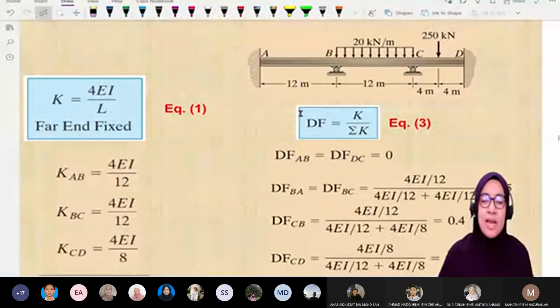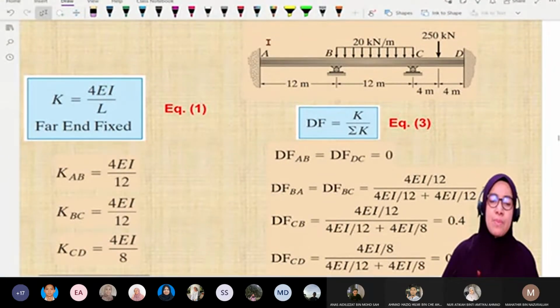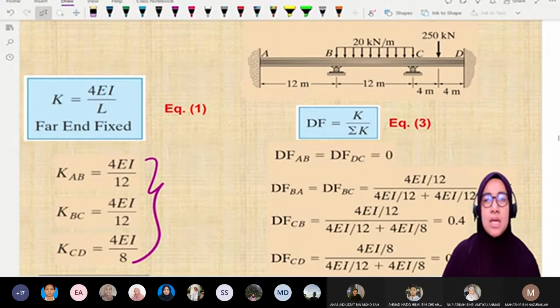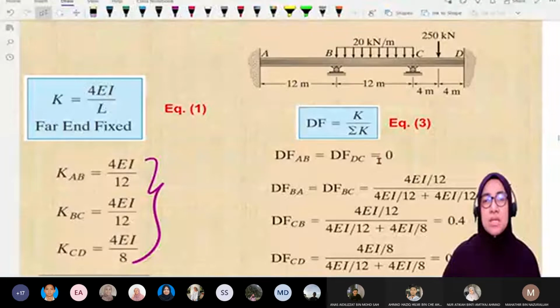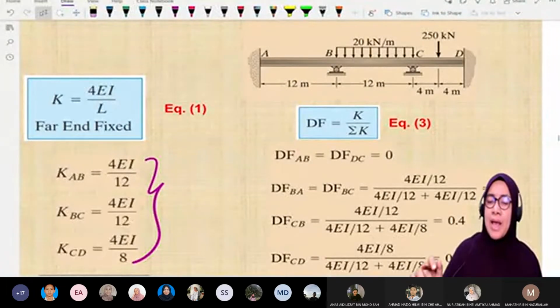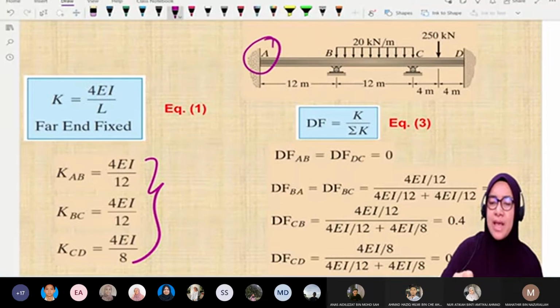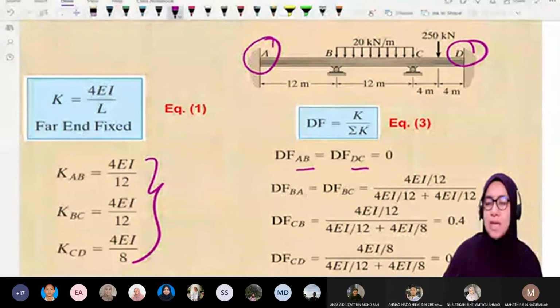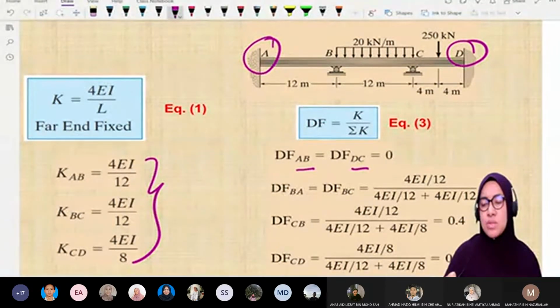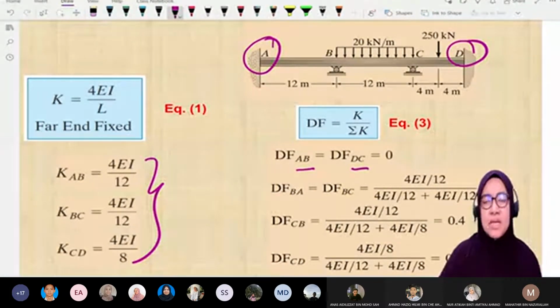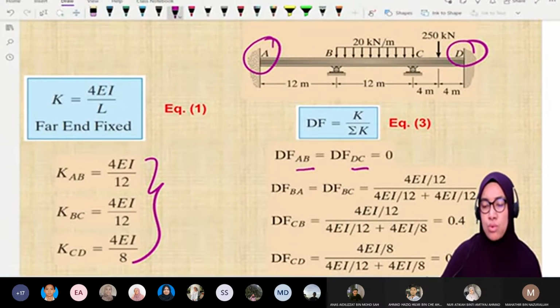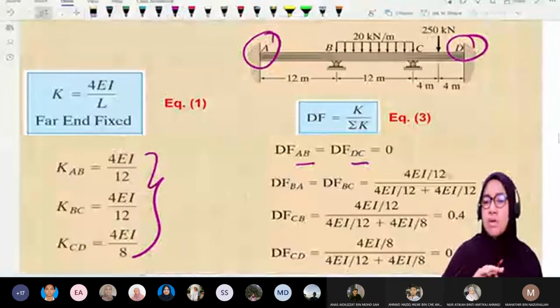So there are 3 values representing the 3 elements. And for distribution factor there are 6. Distribution factor for AB and DC, at A and at D, is equal to 0, because the distribution factor is divided by infinity. That's why we get 0. So special for the fixed end, just remember the distribution factor is all 0. Okay, distribution factor for the rest.